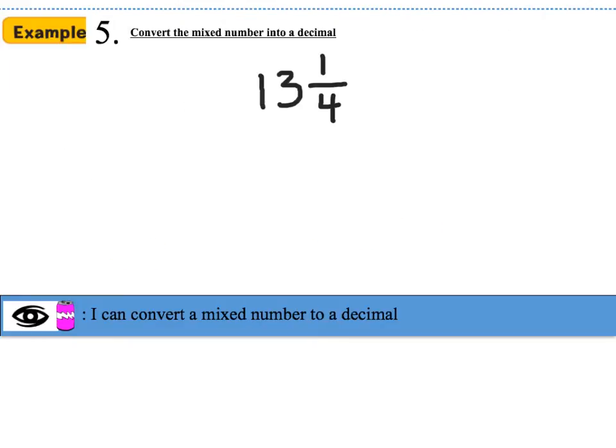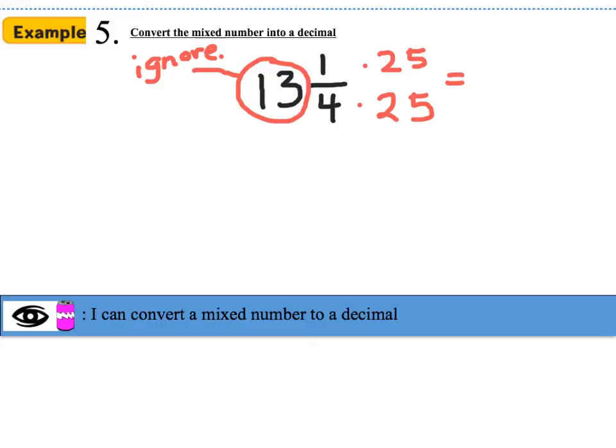So for example 5, it's asking me to convert this mixed number into a decimal. What I want to do first is let's go ahead and ignore the whole number of 13. Let's ignore that for now, and we'll come back to it after. And I just want to take a look at my fraction. Let's make the bottom number into 100. So I'm going to multiply that by 25. And if I do that to the bottom, let's do that to the top.